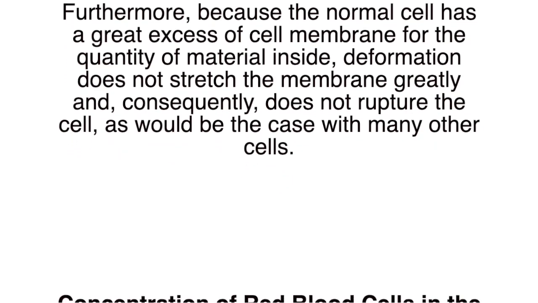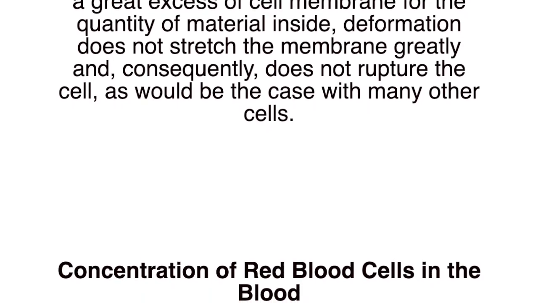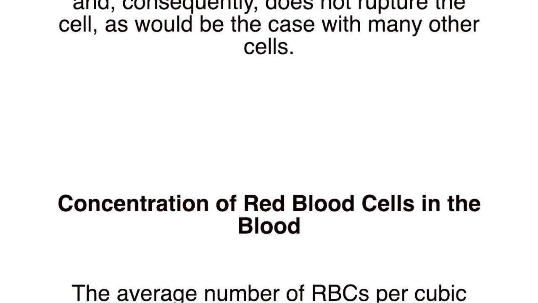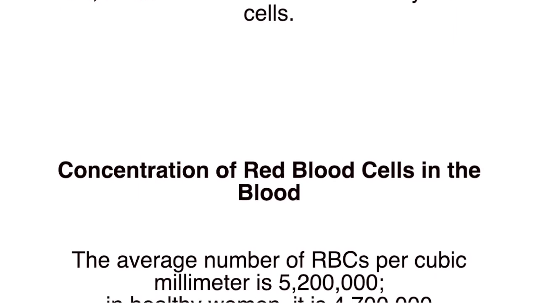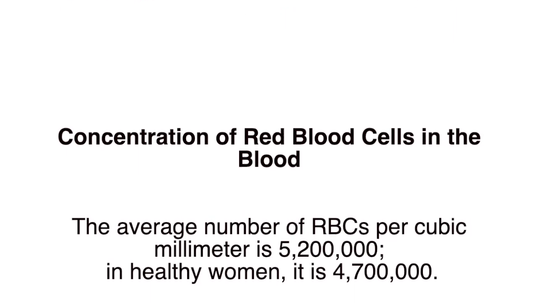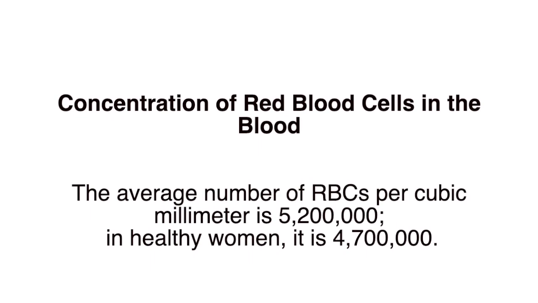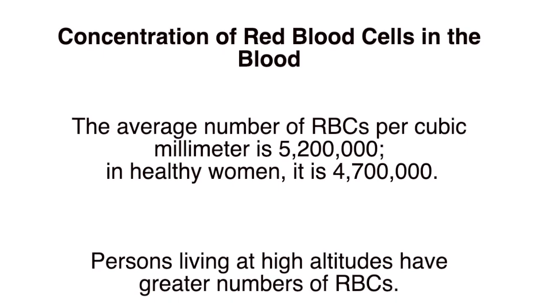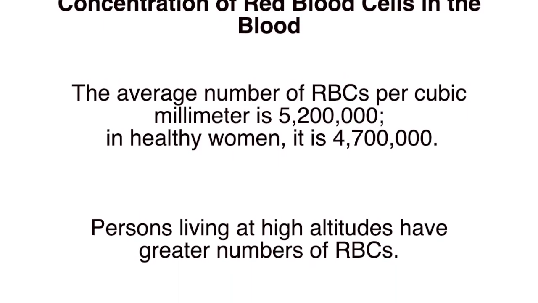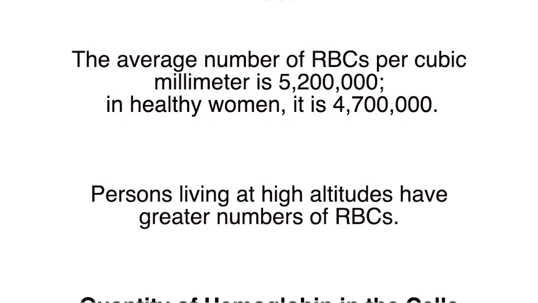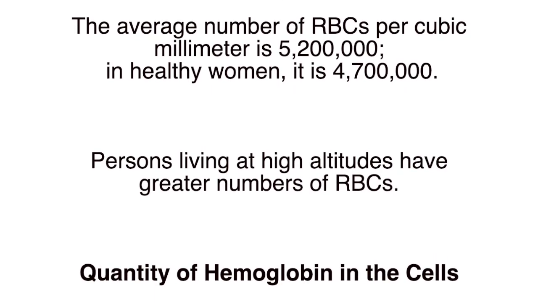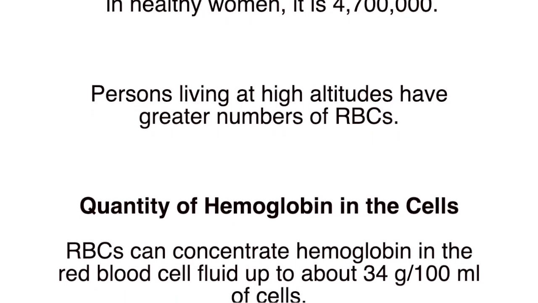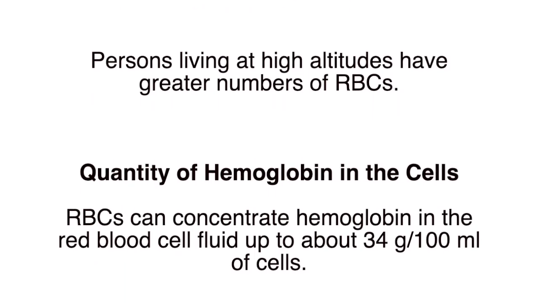Concentration of red cells in the blood. The average number of RBCs per cubic millimeter is 5.2 million. In healthy women, it is 4.7 million. Persons living at high altitudes have greater numbers of RBCs. Quantity of hemoglobin in the cells. RBCs can concentrate hemoglobin in the red blood cell fluid up to about 34 gram per 100 ml of cells.